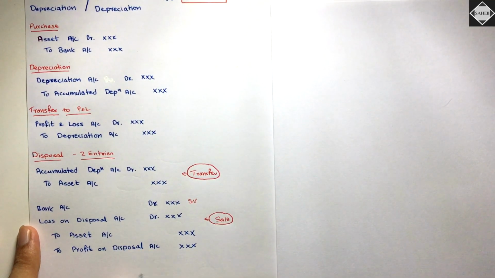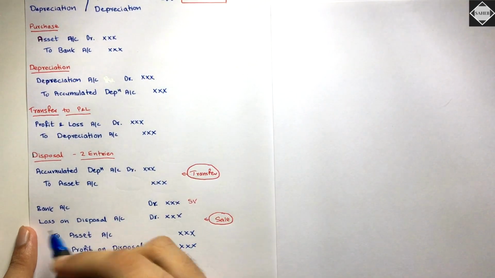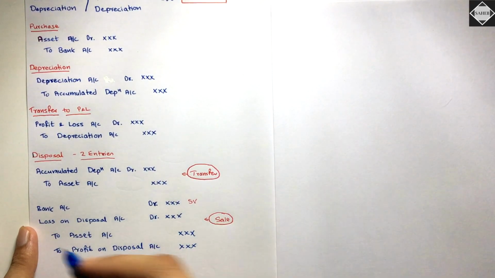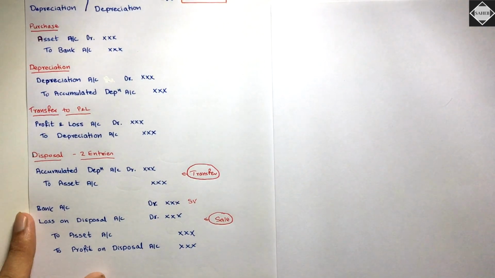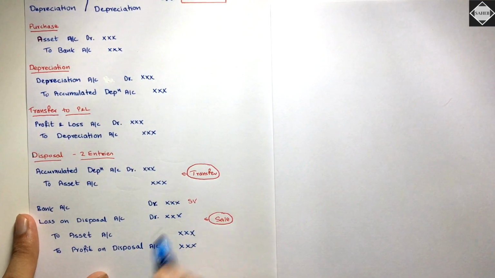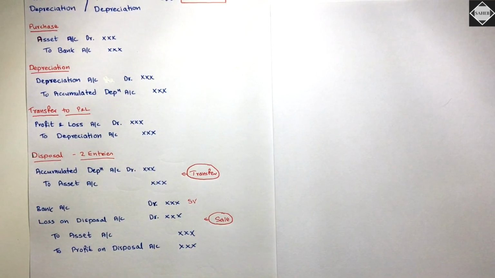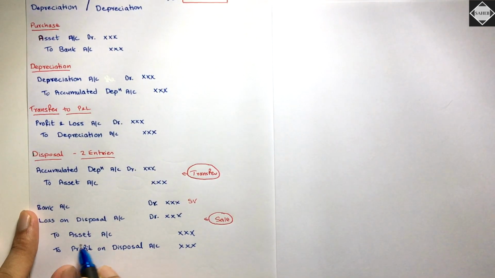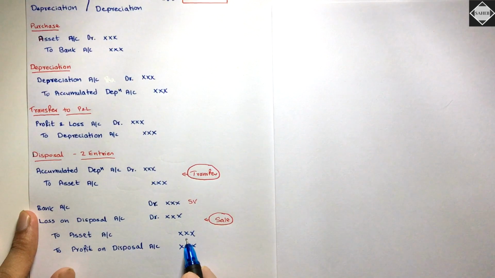What's happening over here? The same entry. You are getting the money, bank account debit. You have sold off the asset now. Just record that transaction. Bank account debit. You have received, let's just say, 1 lakh. Okay, 1 lakh sale value. Yeah, that's what you have to take. And then you will take the asset value to the asset account. Yeah, the one which you have sold.